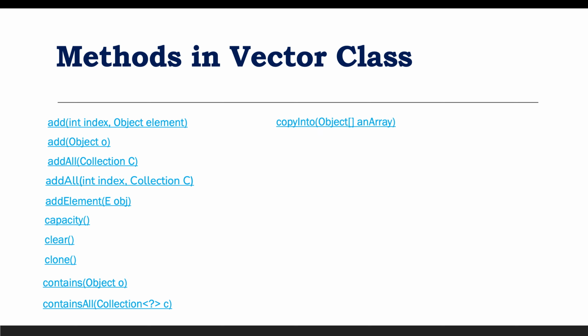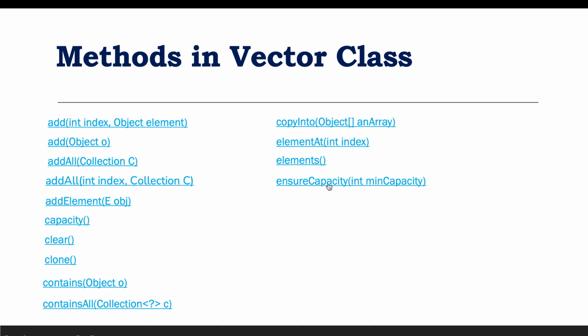Then copyInto. As the name itself suggests, we want to copy it into some other object. elementAt. Similar to that, elements. We want to return the list of the elements. elementAt means we want to get the element at a specific position, and elements means we want to get all the elements.